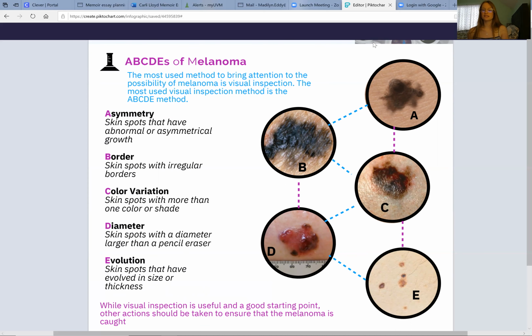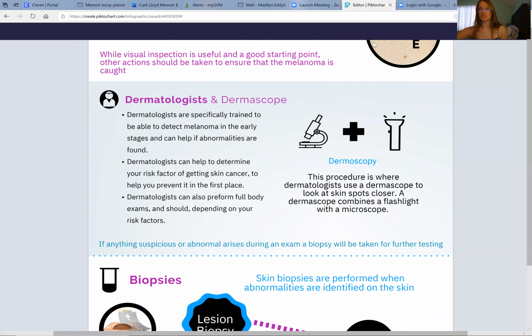And then while this is a good starting point, it is not exactly always accurate, and this is because certain melanomas can lay outside of the parameters of this. So if abnormalities are found, other procedures and actions need to be taken. One of the other actions that can be taken is to see a dermatologist. Dermatologists are trained professionals that can catch melanoma in the early stages, and they are an essential part of diagnosing melanoma.